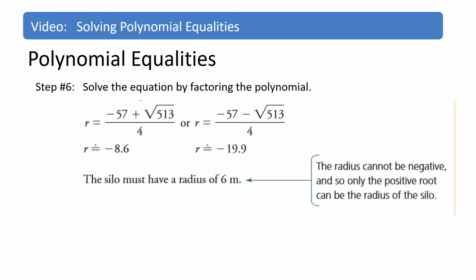When we continue with this and we separate the plus root 513 and the minus root 513, you notice the first radius is approximately negative 8.6. The second radius is negative 19.9, and we cannot have a negative radius, so our answer will be the positive root, which we had at the beginning, 6 meters.